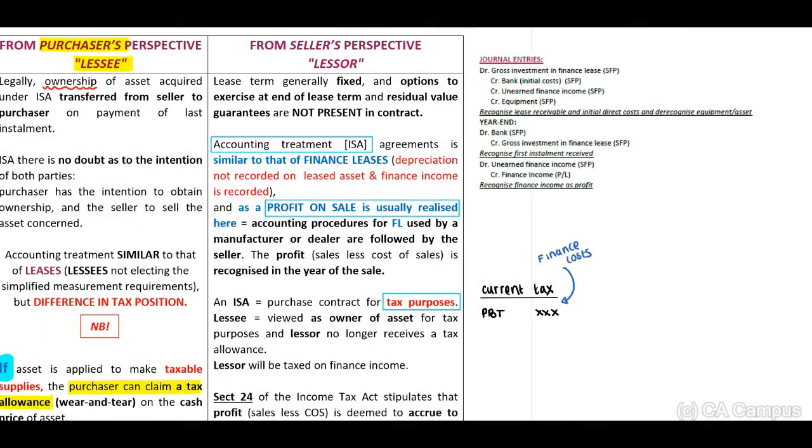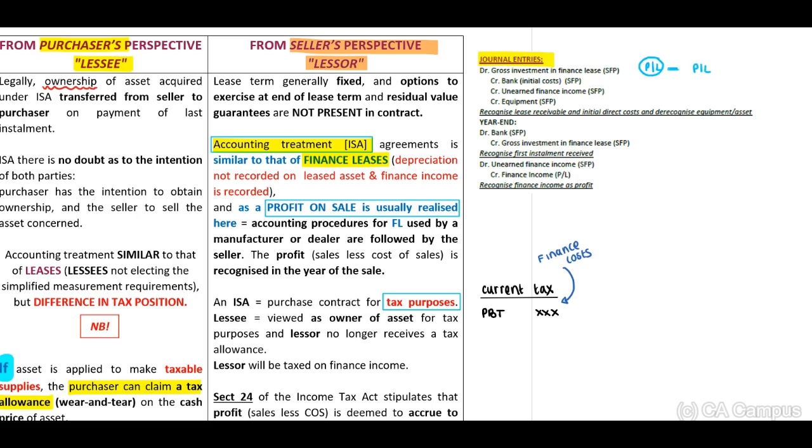Let's look at this now from our seller's perspective, our lessor. I've included our journals in terms of our finance lease on the right side of your screen. Okay, so we have identified operating lease not applicable anymore. For accounting purposes, this will be treated the same as per our finance leases, therefore the same journal entries. The only difference, there will be a profit or loss recognized on this transaction, and this will then be included in our profit and loss statement.